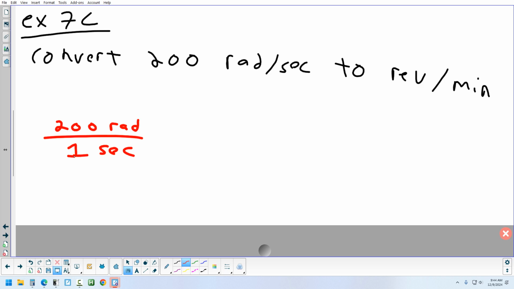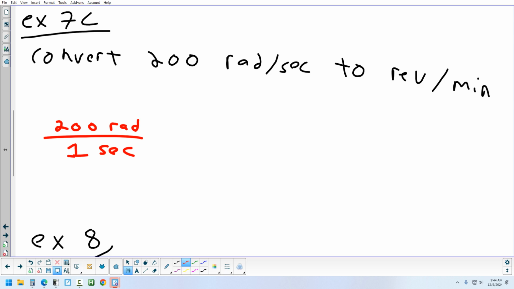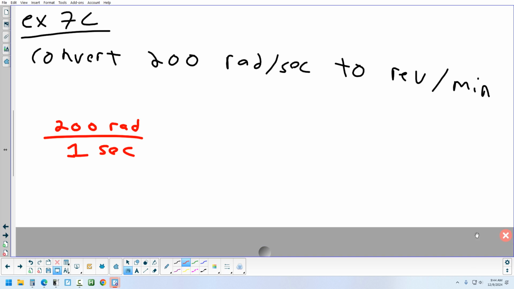So actually this one we are not converting to linear yet. That's going to be the next one. This one is just angular to angular. All right. How do I convert seconds to minutes?